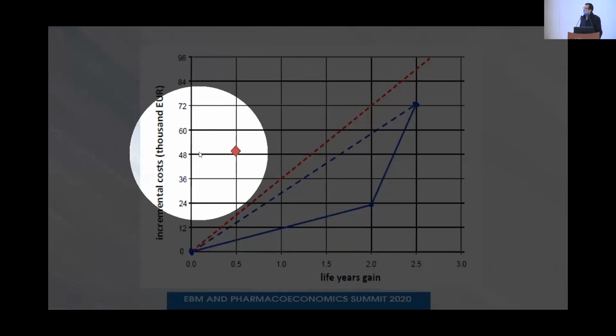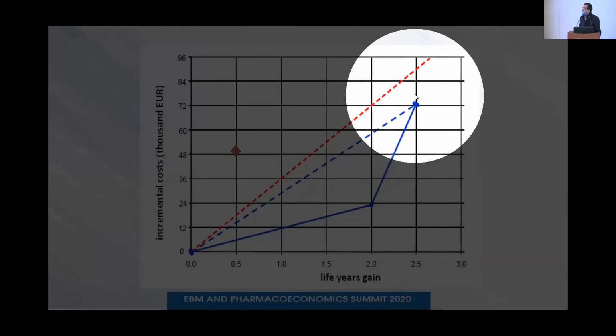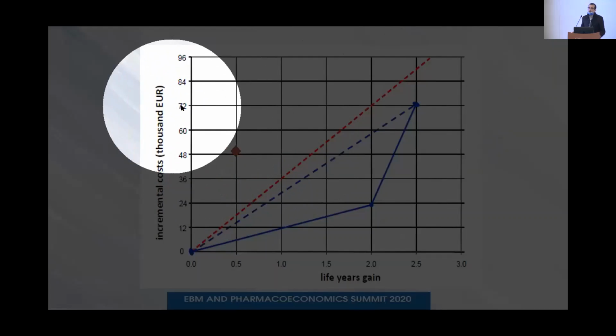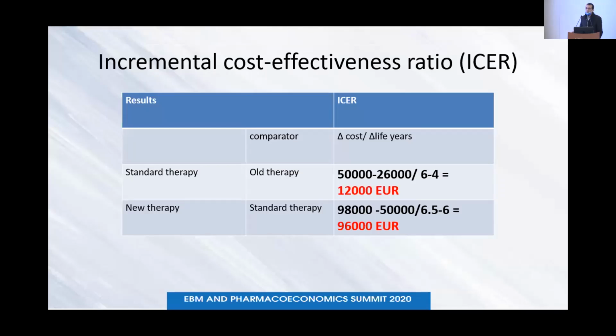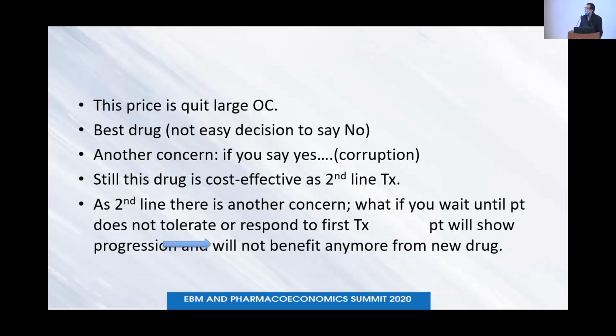As you can see in this cost effectiveness plane, the older treatment is below the threshold. This is 20,000 euro per life year gain. And if we compare the new drug with the old treatment, it will also be cost effective, below the threshold. The problem is if we compare it to the standard, the current treatment, the current comparator, it will not be cost effective because the ICER was 96,000 euro per life year gain. So what's the issue here? The price is quite large for a new drug, so there is high opportunity cost. But this drug, as I said, is for a disease with public health priority, and this is the best drug in the world. It's not an easy decision to say no to this drug.